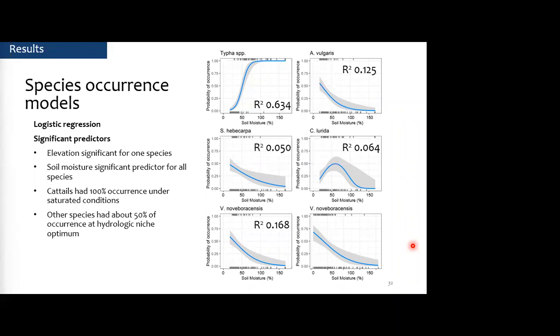These are the pseudo R-squares for these models. And this gives us an idea of how much soil moisture alone, and in the case of New York ironweed, soil moisture and elevation, how much of their occurrence is explained by these variables. So for cattails, about 63% of their occurrence is explained by soil moisture alone, but for the other species, between 5 and about 17% of occurrence is explained by hydrology.